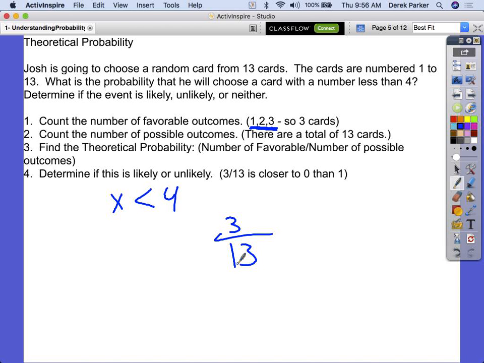Now, determine, is this likely or unlikely? So let's convert that to a decimal. We're going to divide 3 by 13, and I get decimal .23 or 23%. So in this case, it is actually closer to 0, so that is unlikely.